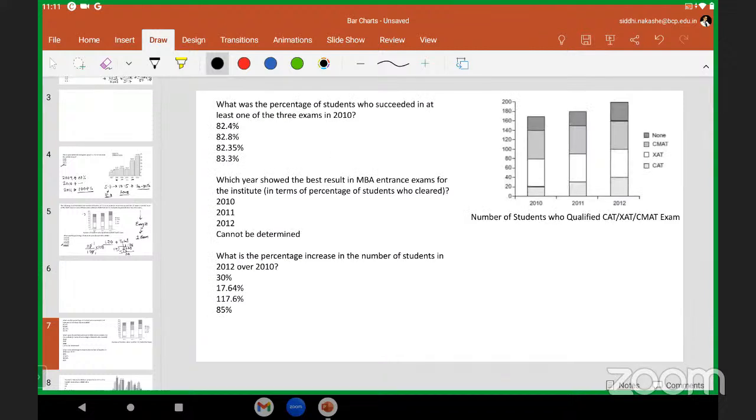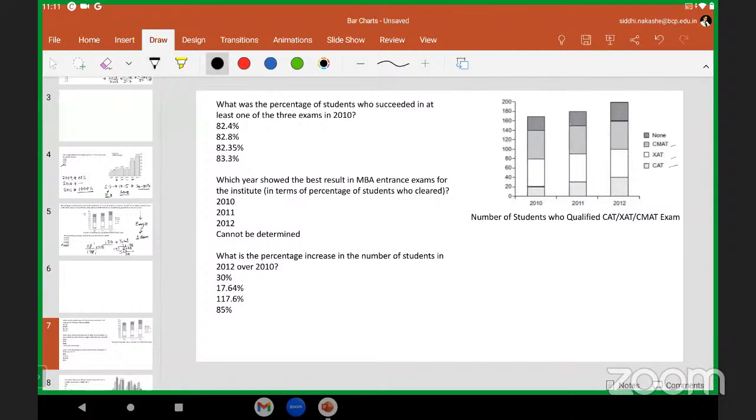So moving to the next question: what was the percentage of students who succeeded in at least one of the three exams in 2010? Okay, so at least one. So for 2010, if you look at this question, that means one of the three exams. So we want to find the number of students who passed CMAT, ZAT, and CAT. These three exams. And the darkest area represents none of the exams.